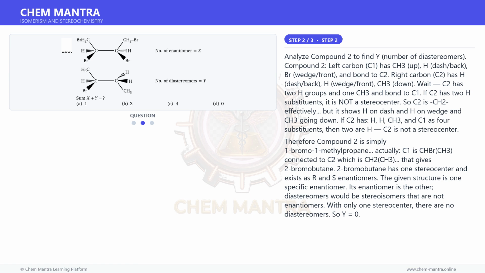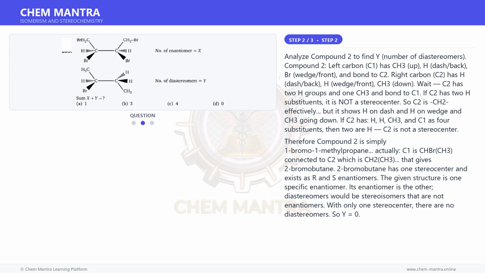If C2 has two H substituents, it is not a stereocenter. So C2 is CH2 effectively. But it shows H on dash and H on wedge and CH3 going down. If C2 has H, H, CH3 and C1 as substituents, then C2 is not a stereocenter.